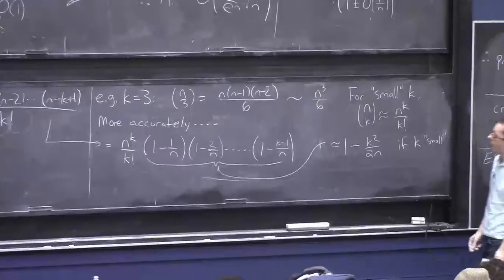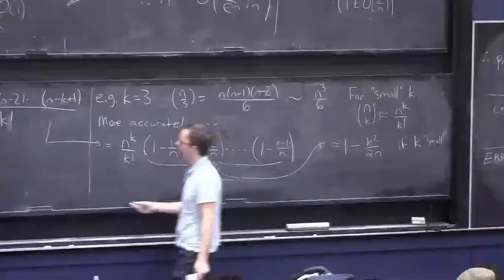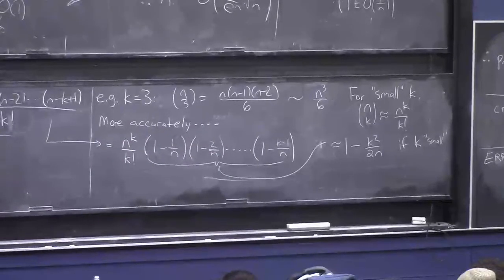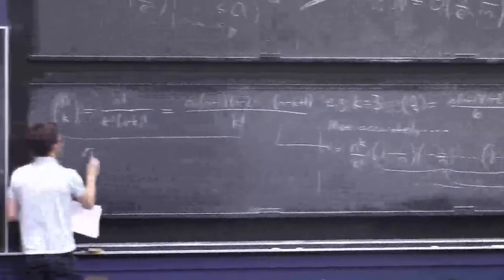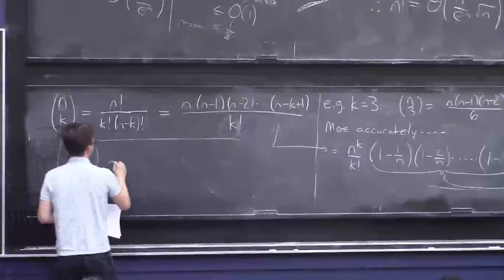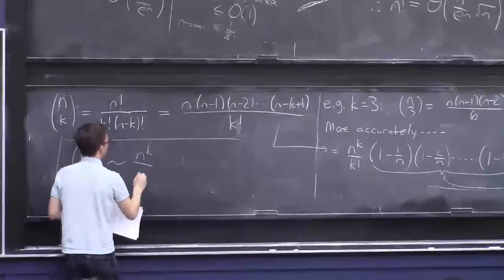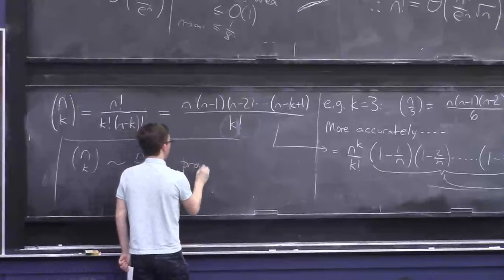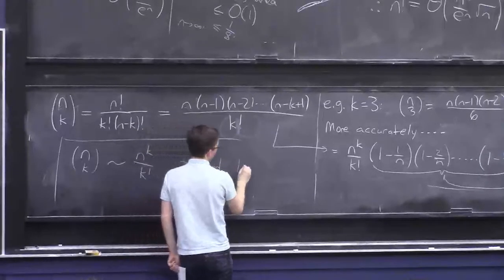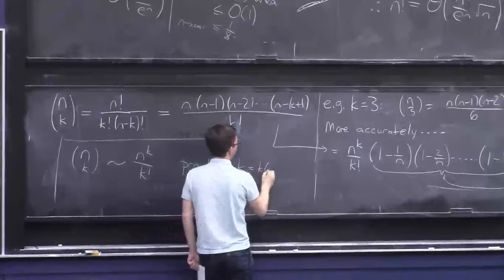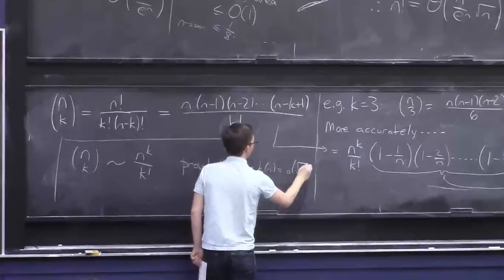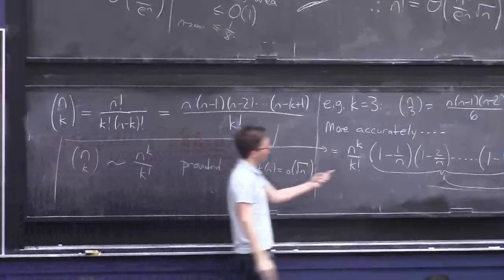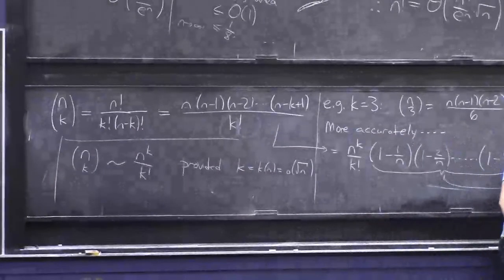OK, so what I'd like to just say, I'll conclude it over here. Sorry for doing this board a little in a weird order. But the following is true. N choose k is asymptotic to n to the k over k factorial, provided k, if you think about it as a function of n, is little o of root n. Which is to say that this is asymptotically small.